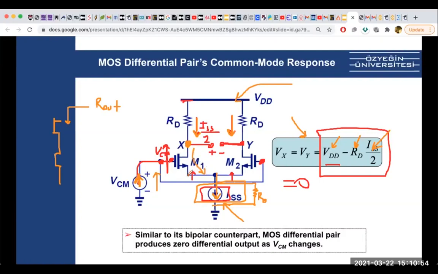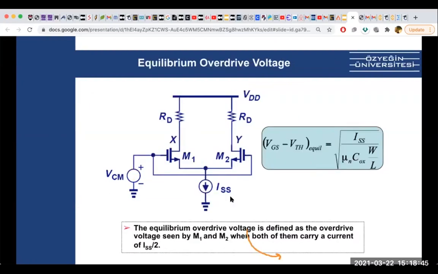It will only change this voltage, because your VGS minus VT depends on the current. So basically from the saturation current equation, K times V overdrive, right? Assuming lambda is 0. In the CMOS, we have this equilibrium voltage. If we write that current formula, okay, this is ISS over 2 here.